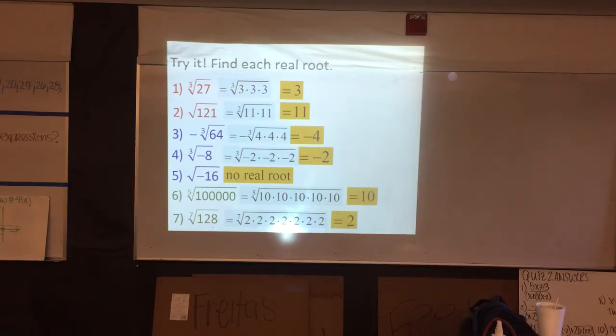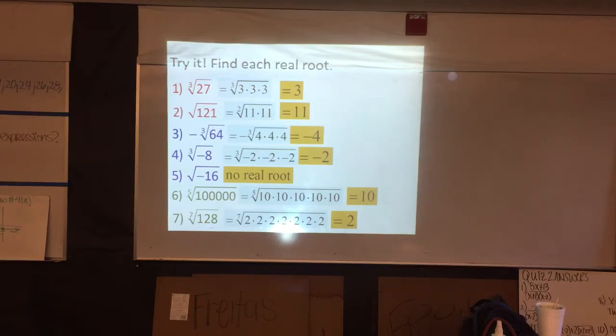The index for 6 is 5, the index for 7 is 7. And so for 7, I needed something that multiplied by itself 7 times, or something to the 7th power, was 128. I knew that number had to be pretty small because if negative 6 to the 3rd power was 216, and this is something to the 7th power, I knew it had to be significantly smaller than 6. So I started with 2, and I played with it that way.